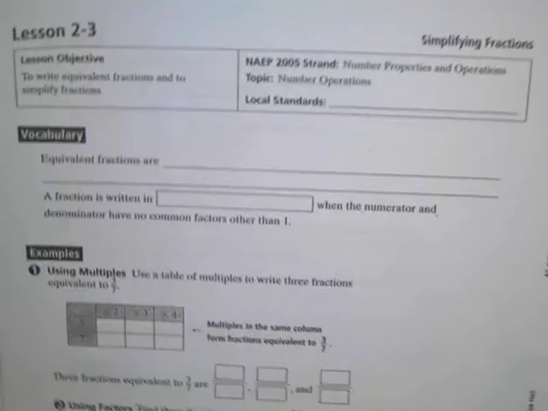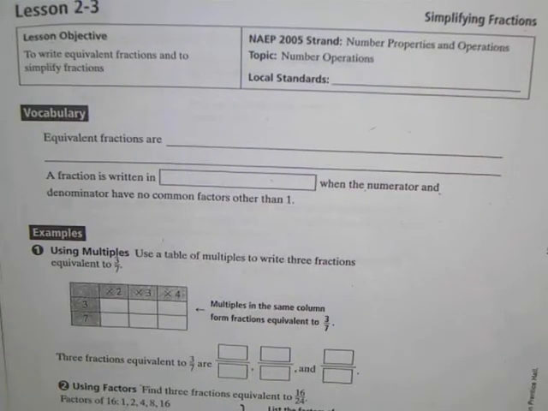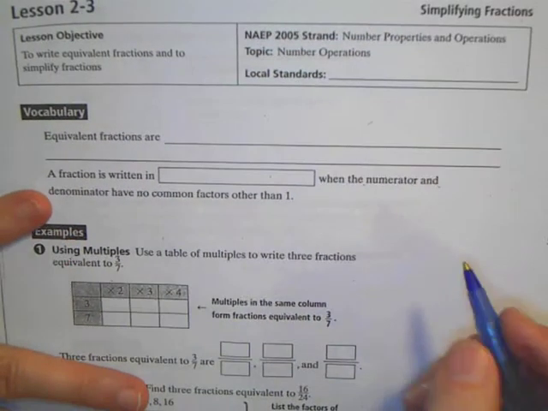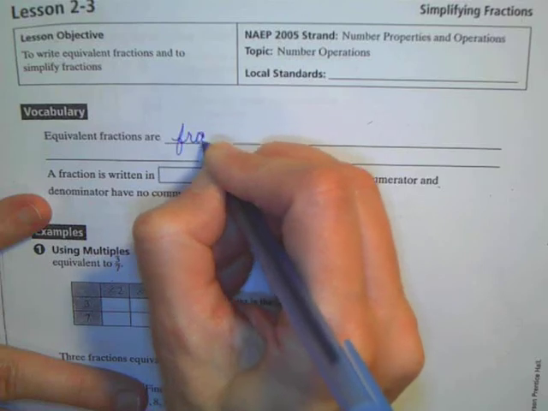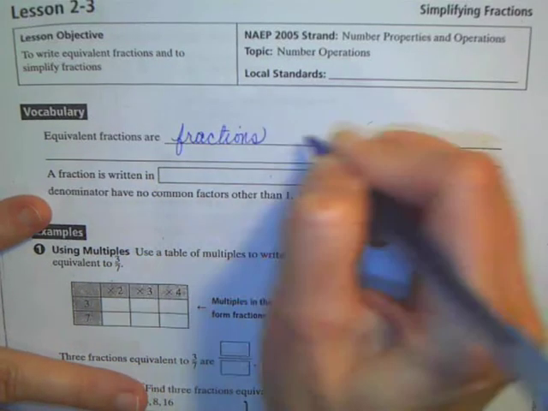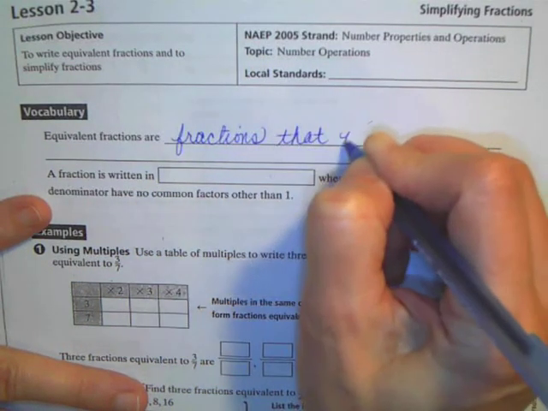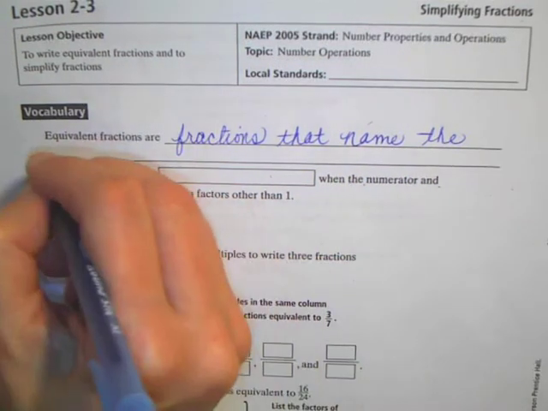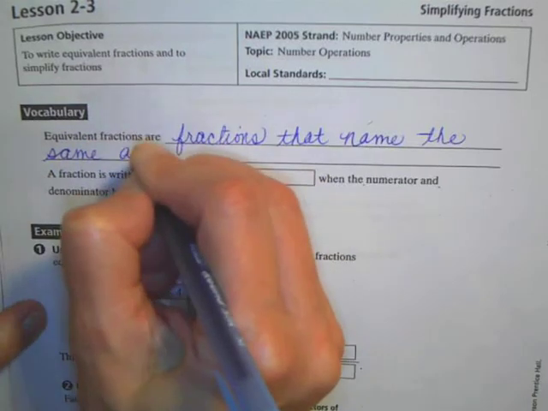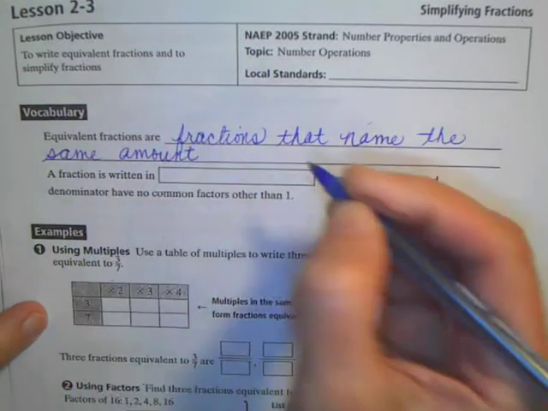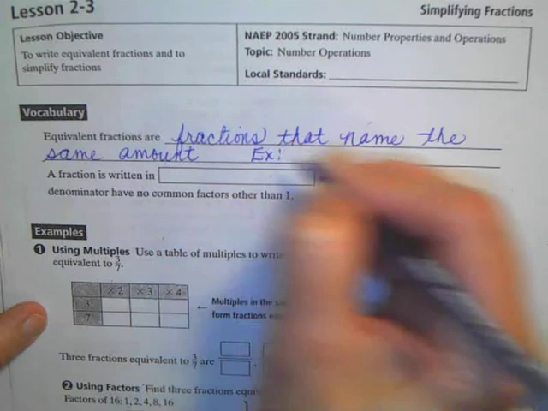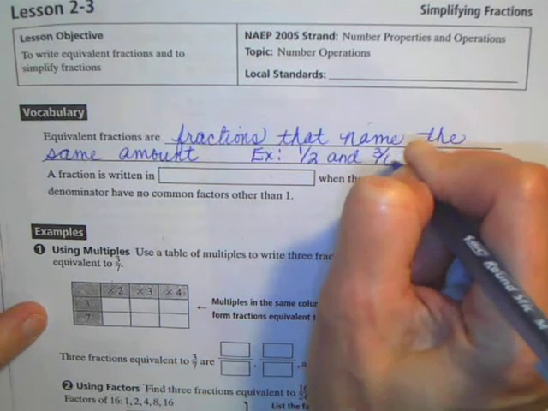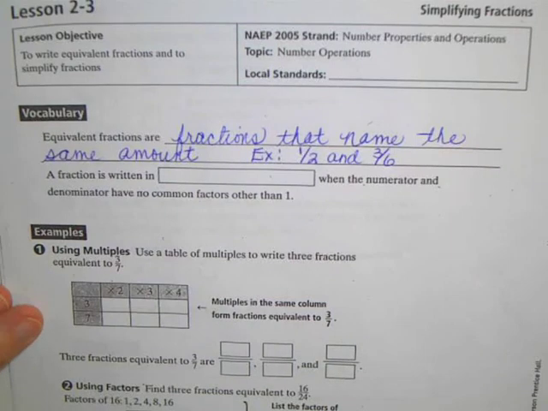Okay, so we have a couple of vocabulary terms that we want to look at, the first one being equivalent fractions. Equivalent fractions are fractions that name the same amount. For example, the fractions 1/2 and 3/6 would be equivalent because they name the same amount.